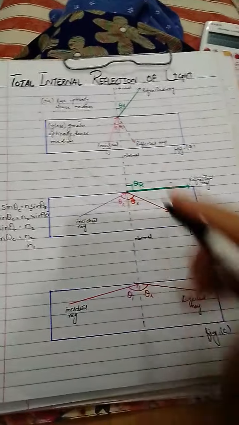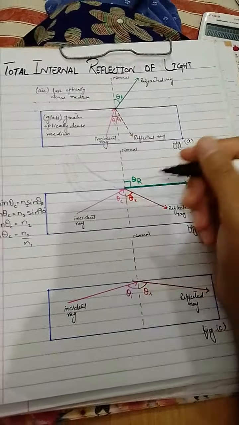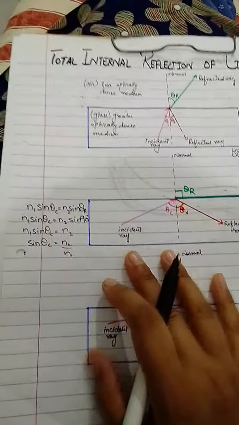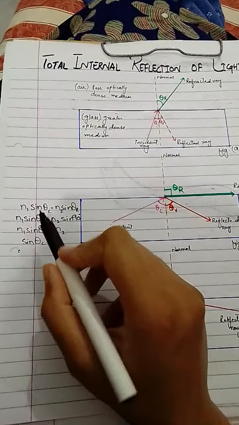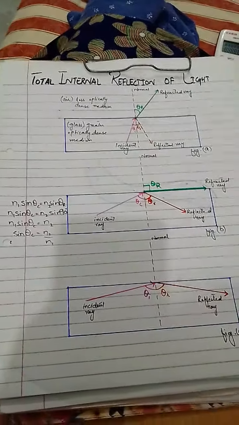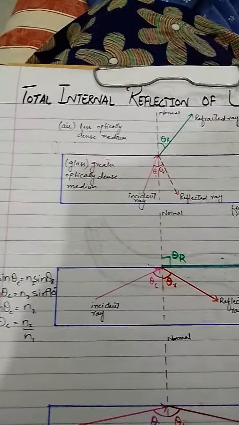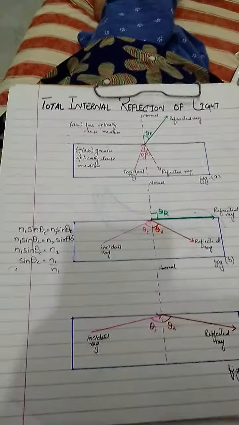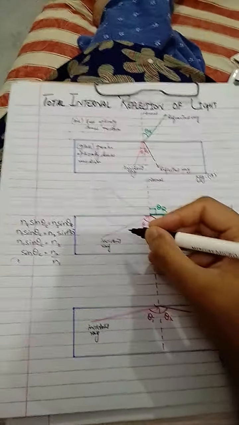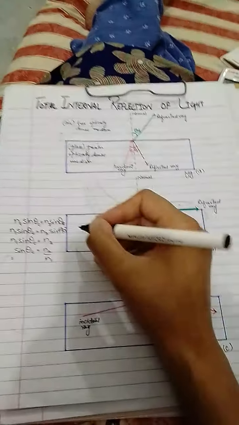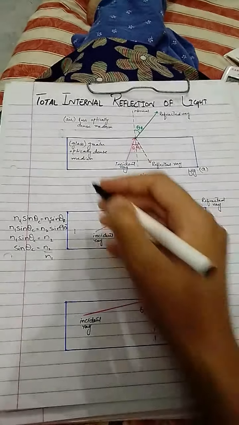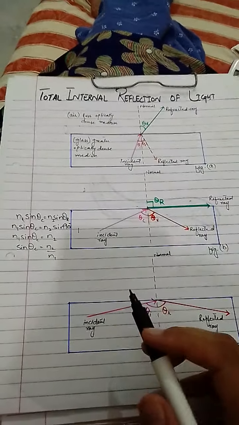Okay, so what is this critical angle? How can we find it out? To find it out, we're going to use Snell's law. Snell's law says that the refractive index of the first medium. In this case, which one is the first medium? This is the first medium, okay, because the incident ray is traveling in this medium. This is the first medium, this is the second medium.